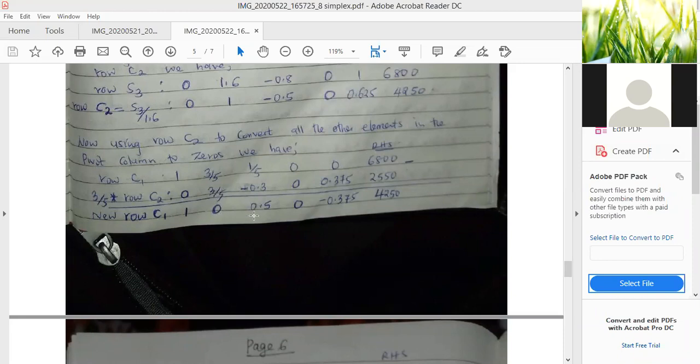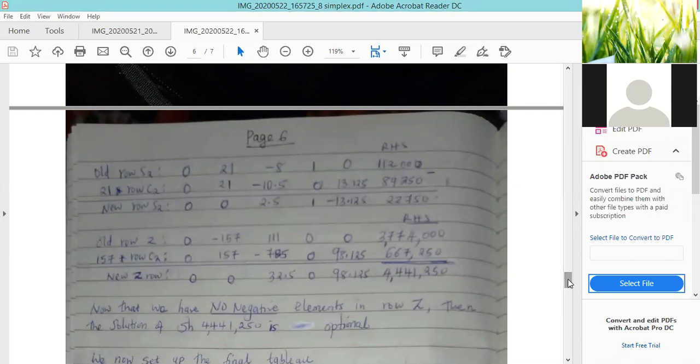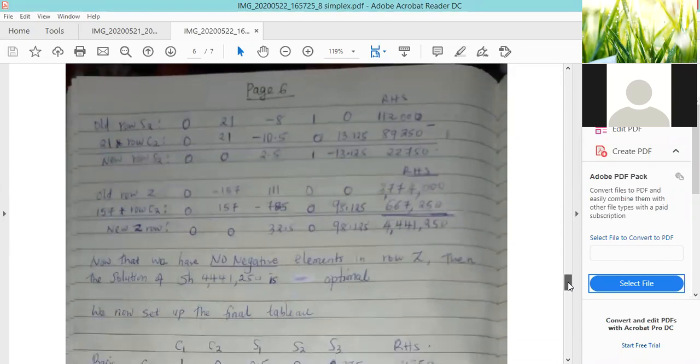And remember, whatever you're doing again to the left, you also do it to the right. So now I have a new value for the C1, which is coming to 4250, that can be read on the right-hand side value. The same I've done to row C2.